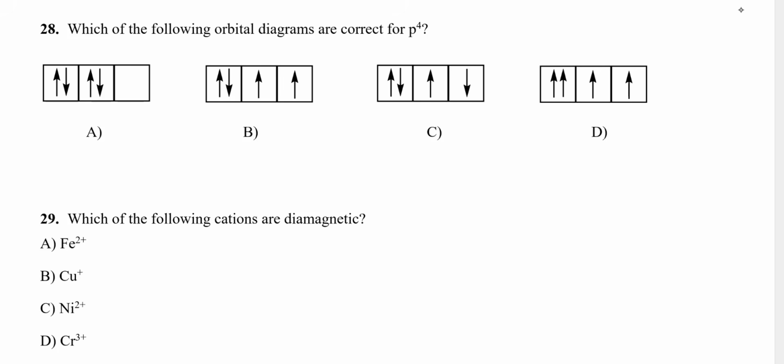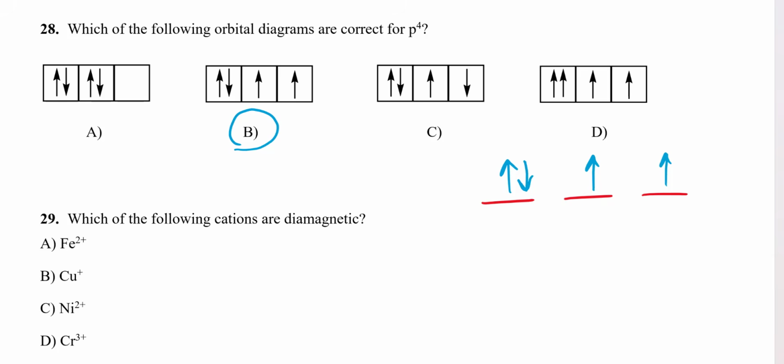Question 28. We would like to know which of these diagrams is correct for P4. For P4 we have 3 orbitals and based on Hund's rule, we should start by putting 1 electron in each orbital and they should have the same spin. Then because we don't have any more orbitals, we need to start over again and put the 4th electron because we have 4 electrons. So this is the correct orbital diagram for P4. So B is the answer.